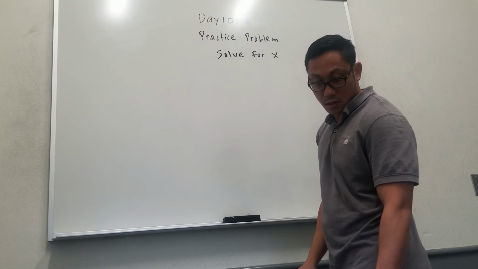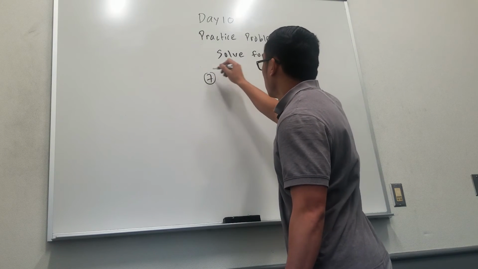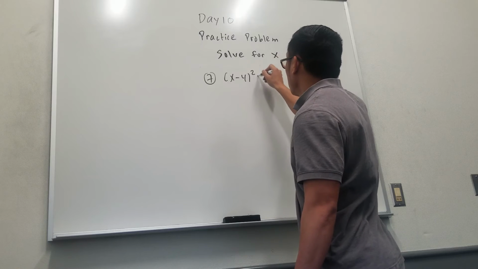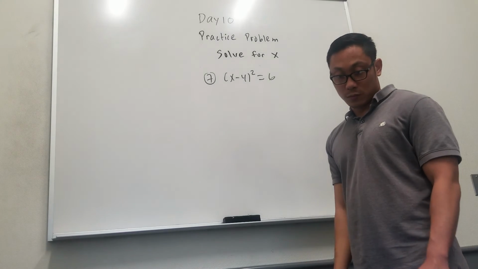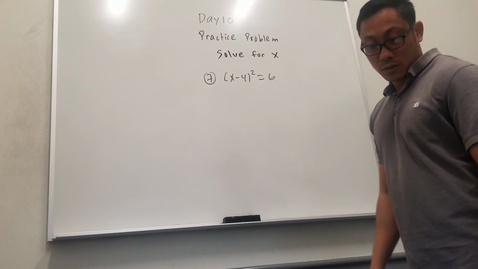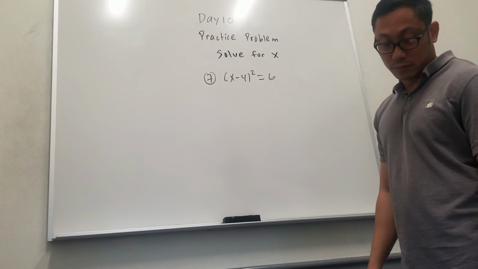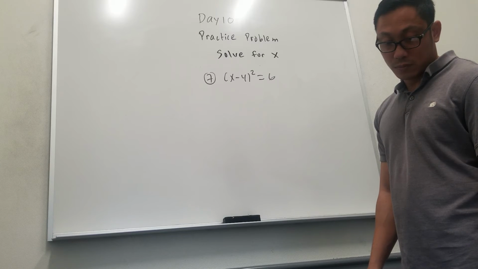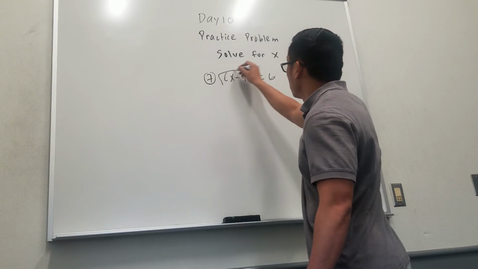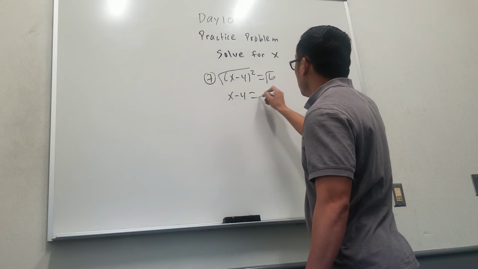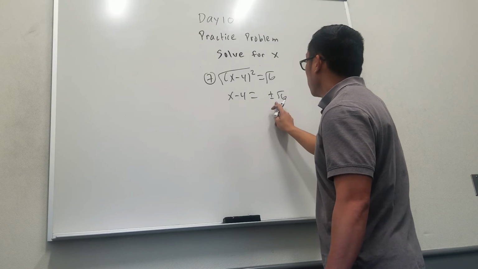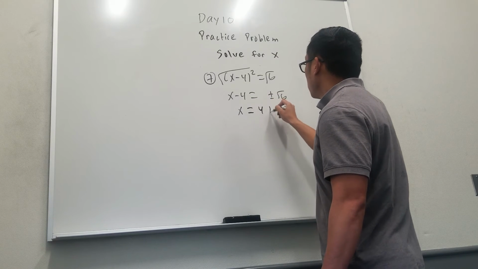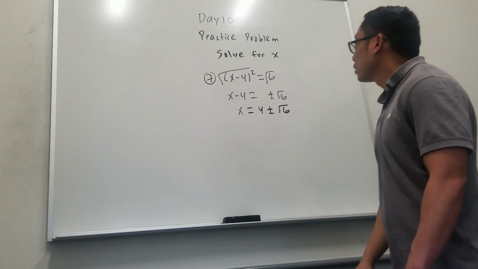What is 7? x minus 4 squared equals 6. Try it out. Okay, taking the square root of both sides, right? You get x minus 4 equals plus or minus square root of 6. And you can say absolute value if you want to, but you gotta get rid of this plus or minus, so you have 4 plus or minus square root of 6. That's it. That's all you do.